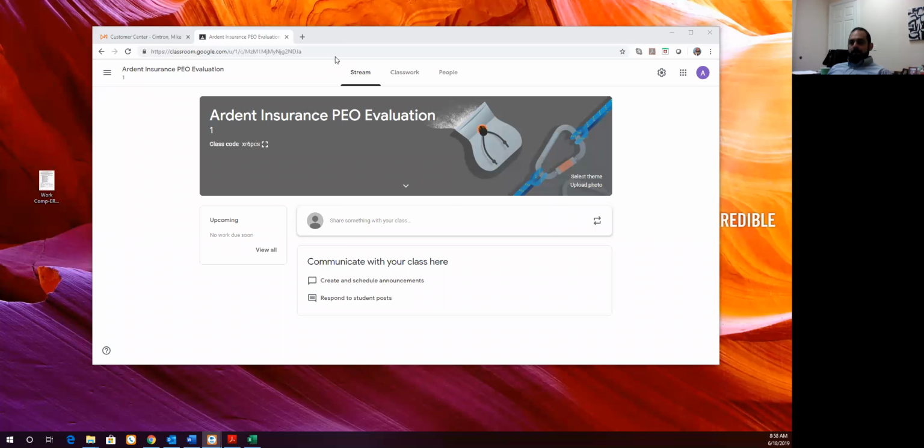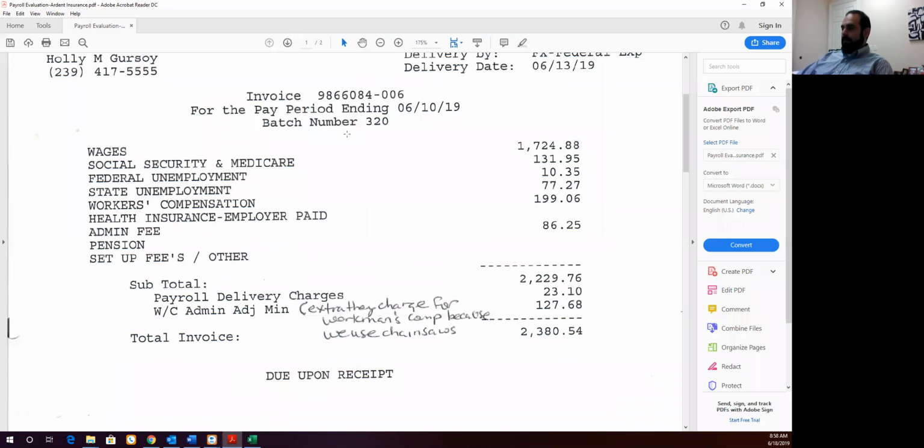So today I'm going to share with you how I go through a PEO invoice to annualize it and identify what savings, if any, we can deliver to the client. So the things you're going to need to evaluate a prospect's PEO arrangement is a copy of their invoice. So that's going to look like this.